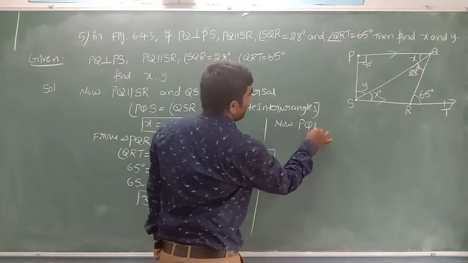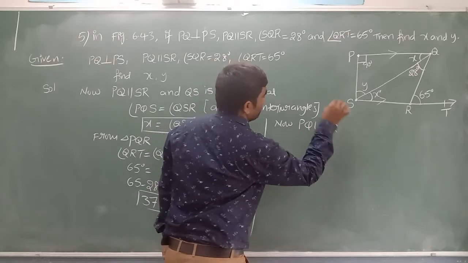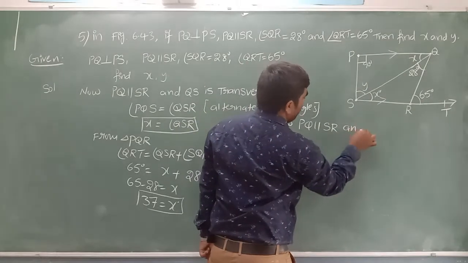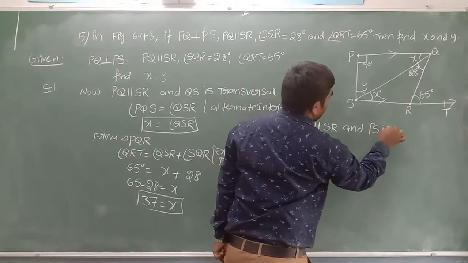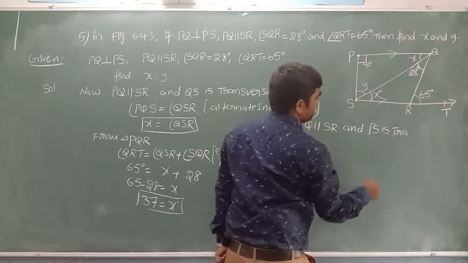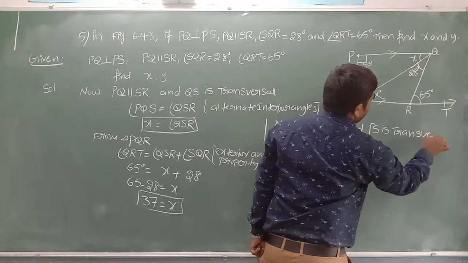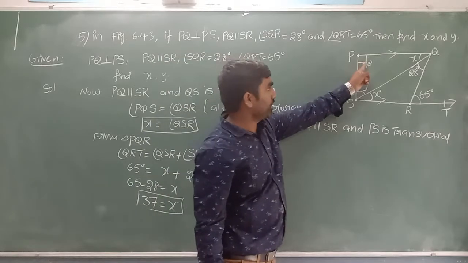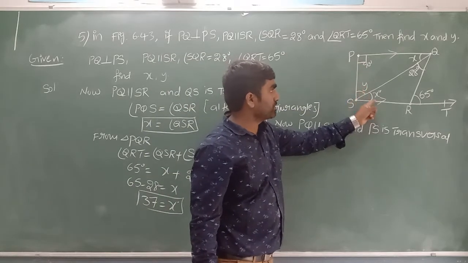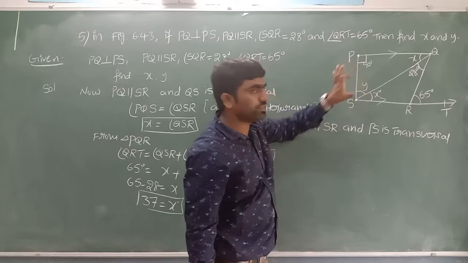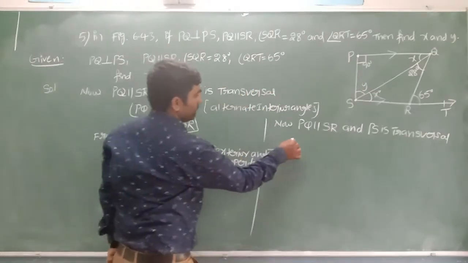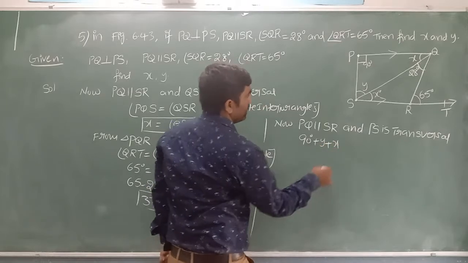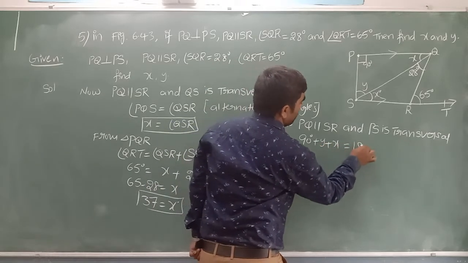PQ is parallel to SR. And what is the transversal now? PS is the transversal. Then 90 degrees plus y plus x, the sum of these angles is equal to 180 degrees. 90 degrees plus y plus x is equal to 180 degrees.